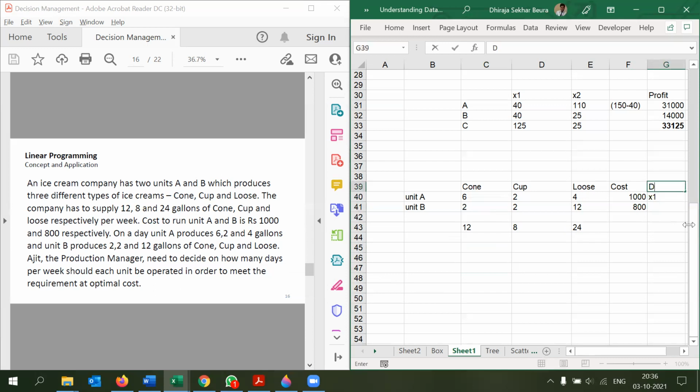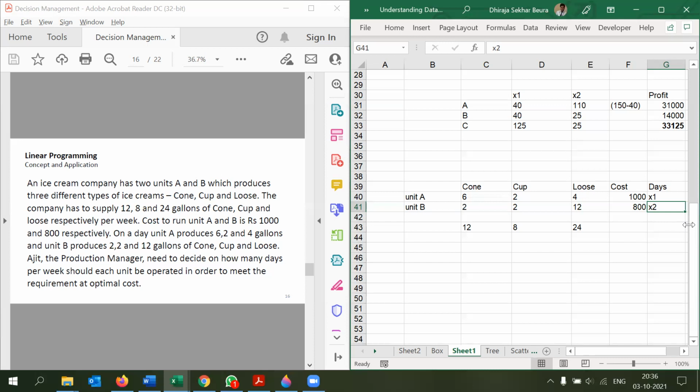So we are assuming x1 number of days for unit A, x2 number of days for unit B. Yes, what I said was x1 number of days for unit A, x2 number of days for unit B. Now, I'll be asking the question and we'll be forming the equations and we'll be deciding whether it's a constraint, whether it will be less than equal to or more than equal to, we'll be deciding together.